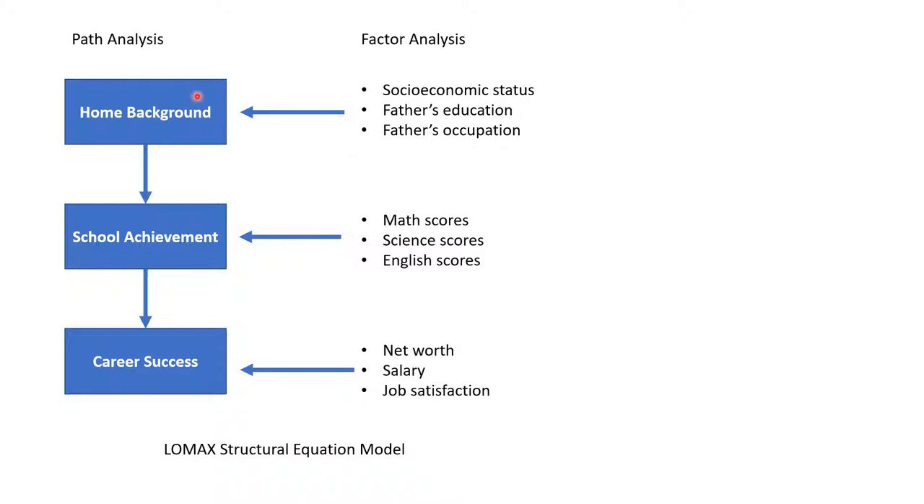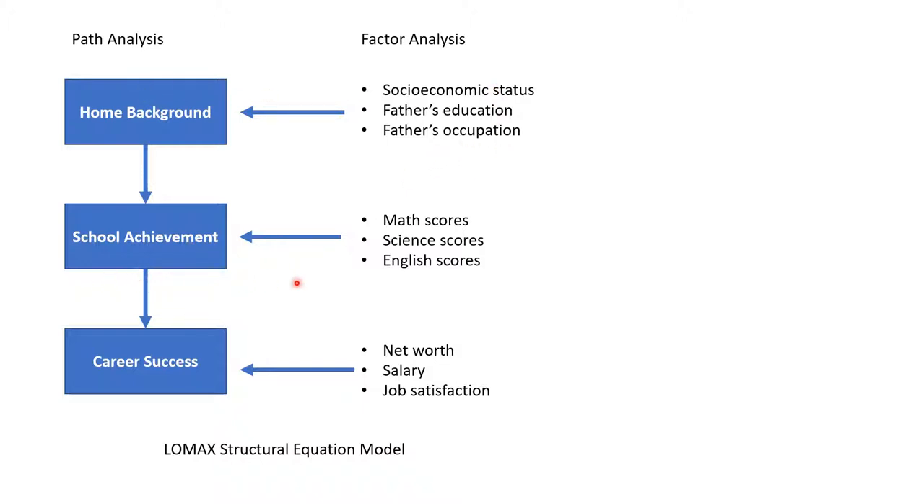And in this regard, what are we going to do? You have the home background, the school achievement, the career success. That is the path analysis. Now, the factor analysis is describing what each of them represents. If you look at the home background, it is being said that the socioeconomic status, father's education, and father's occupation form the home background. Whereas if this were not defined, somebody may look at the home training to be the home background, or maybe the place you are from, maybe your state of origin. But here it is spelled out that it's not your state of origin or the type of training you receive from whom. However, it has to do with the father's education and father's occupation. So you see that it is spelled out.